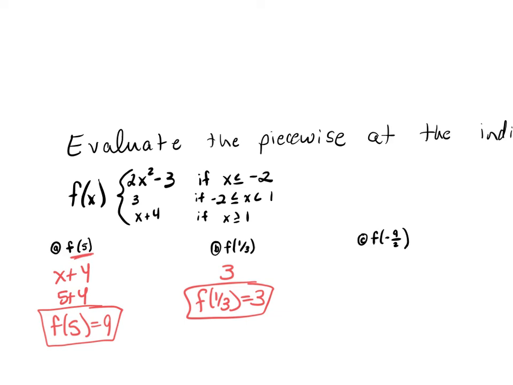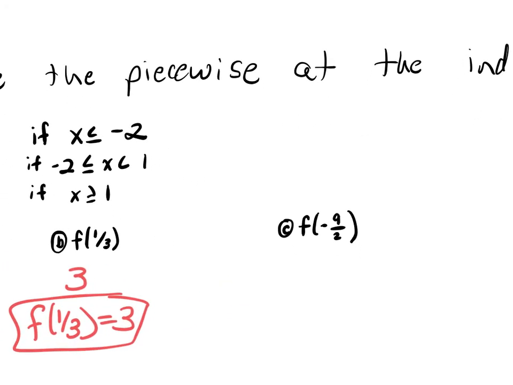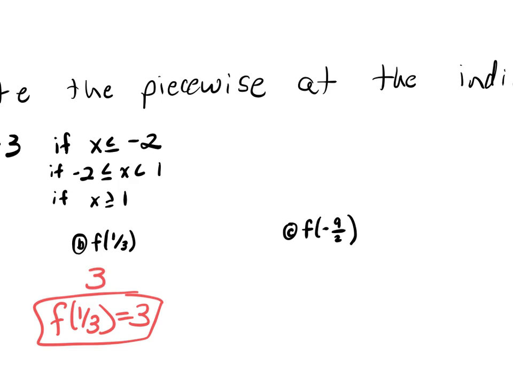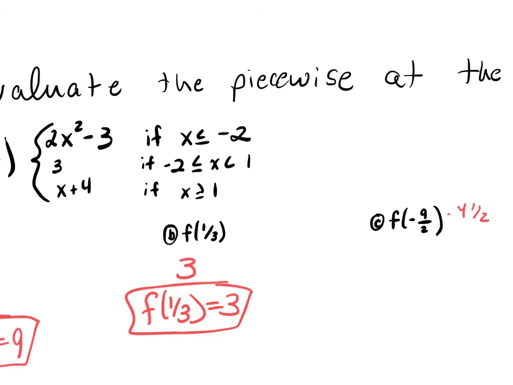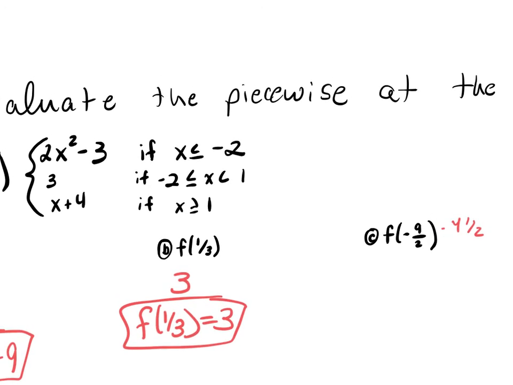If you look at the next one, negative 9/2. Well, where is negative 9/2? How many times is 2 going into 9? 4 times with 1 left over. So this is really negative 4.5. Where is negative 4.5? Is it less than negative 2? Is it between negative 2 and 1? It's the first one. So you have 2x squared minus 3.